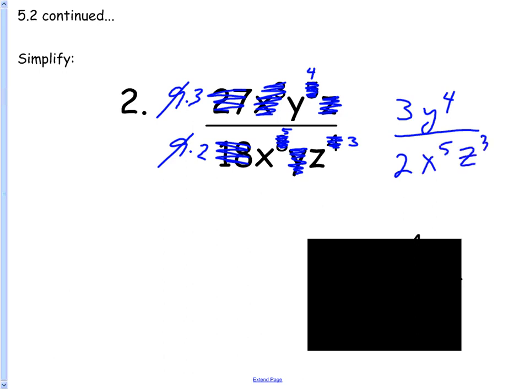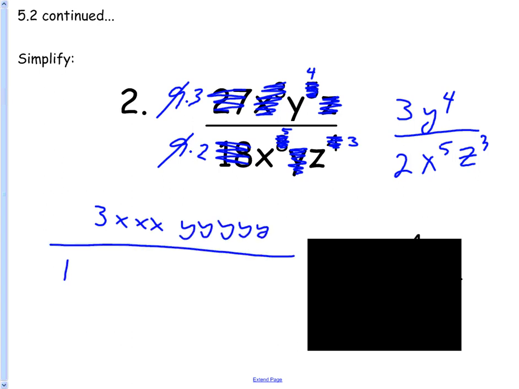Okay? All right. Now, I could have written that out with a whole bunch of little x's, like this: 3x, x, x, y, y, y, y, y, all over 2x, x, x, x, x, x, x, x, and y, and a z, z, z, z. That way is awesome, too. If you want to use this when you get stuck, 3 of them.